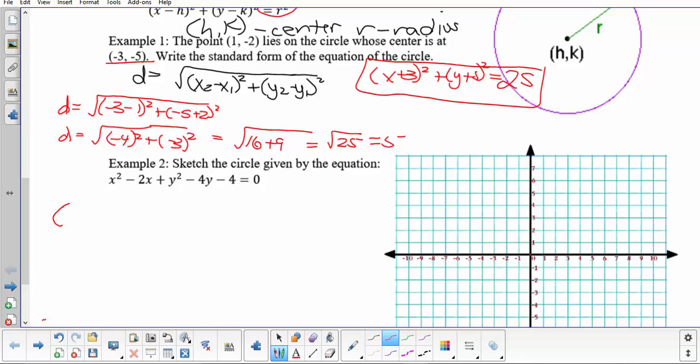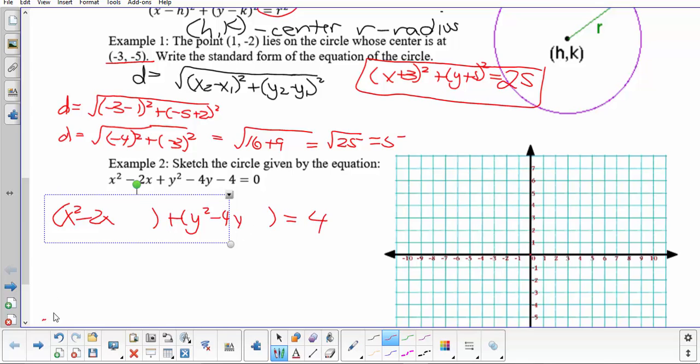So I'm going to start with x squared minus 2x, leaving a space to complete the square, plus y squared minus 4y, leaving a space to complete the square, equals 4. Half of 2 is 1. 1 squared is 1, so I'm going to add 1 to both sides. Half of 4 is 2. 2 squared is 4, so I'm going to add 4 to both sides.